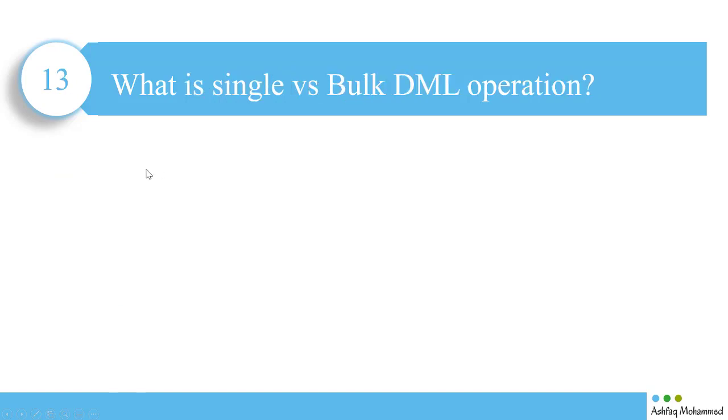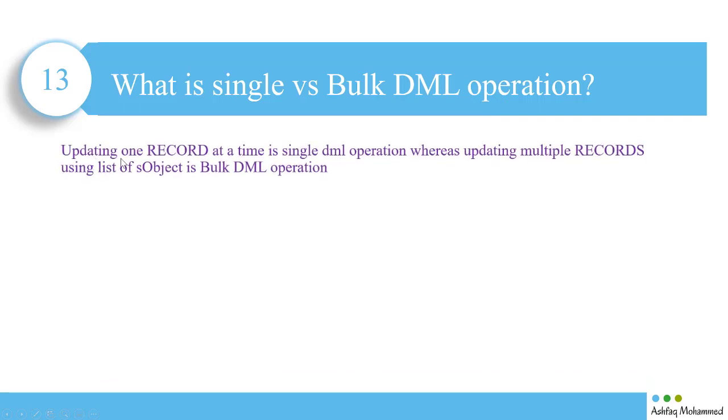Okay. So question number 13, what is a single versus bulk DML operation? This is really very important. Updating one record at a time is single DML operation, whereas updating multiple records using list. See, list is what I have already explained to you, right? List is one of the types of data types, like the collections data type, right?